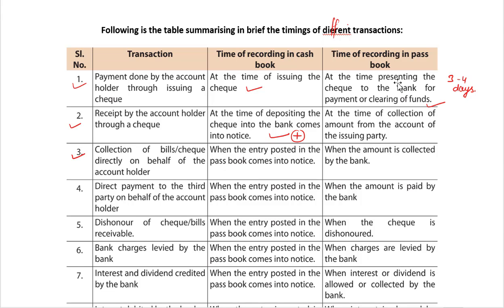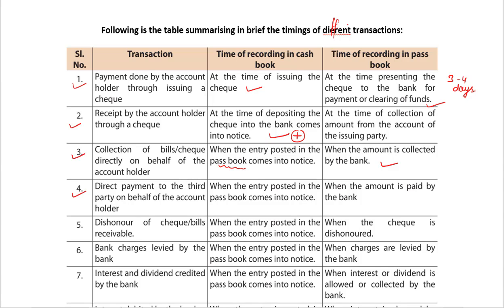Point number 3, collection of bills or checks directly on behalf of the account holder. When the entry posted in the passbook comes to notice, then I will put it in the cash book. The banker has collected the check and I have no information. So when I get the information from the passbook, at that point of time we will make the entry in the cash book. In the passbook, when the amount is collected by the bank, the entry will be made.